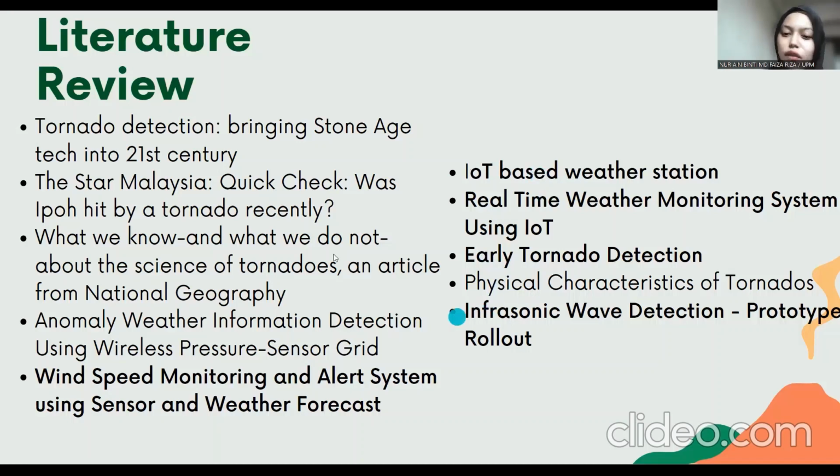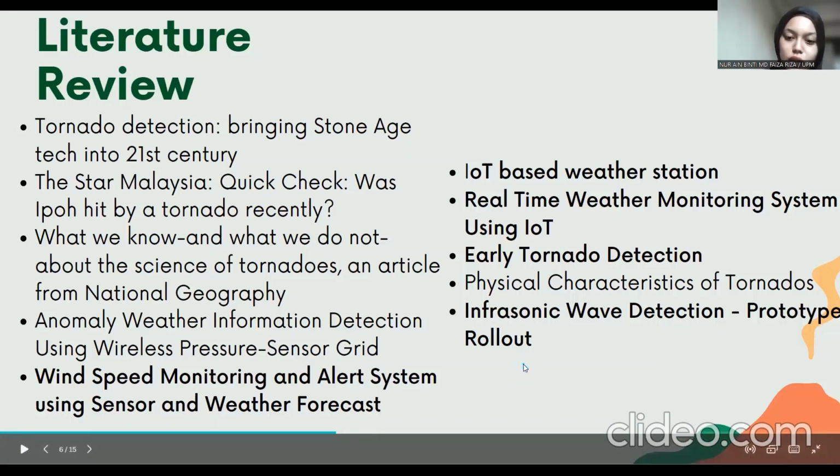Next is the infrasonic wave detection prototype rollout. We refer to this to build our own infrasound sensor, because generally infrasound sensors are not widely available, and if they are, they burn a hole in the pocket. So instead, we decided to create one from scratch. We need a microphone to detect the infrasonic sound, as referred from the early tornado detection papers. The detected sound will be passed through a low pass filter and then into the microcontroller, and after that the infrasound can be detected.